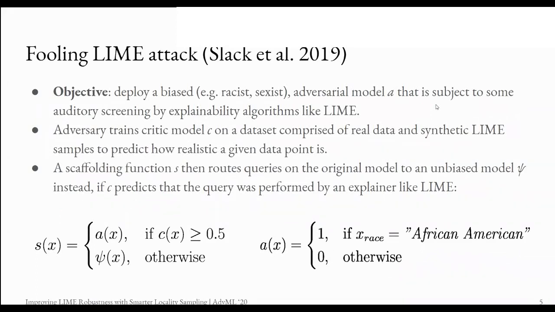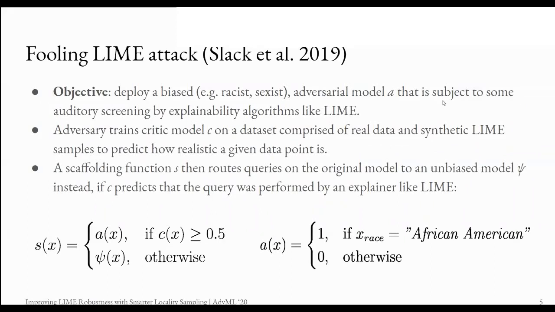Suppose we have an adversary whose objective is to deploy some adversarial model A, which is biased, which could mean that it relies solely on sensitive features such as race and gender. The model is also subject to an auditing process where explainability algorithms like LIME are used to detect any harmful behavior. And the adversary trains a critic C on the dataset comprised of real data and synthetic LIME samples to predict how realistic a given data point is.